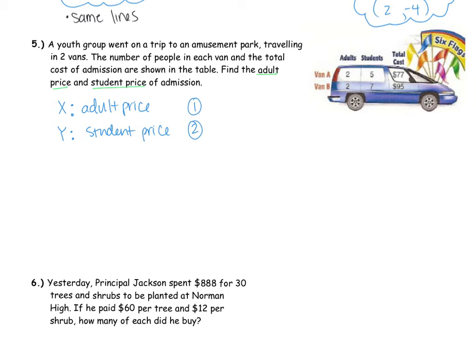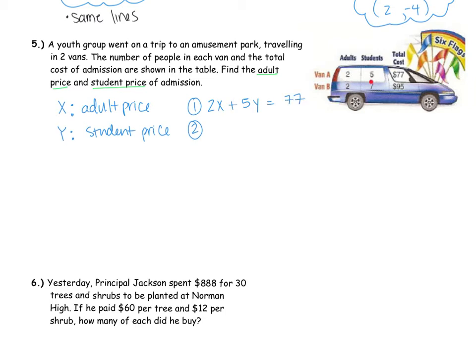The first thing I know is that in the first van, van A, 2 adults were in the van and 5 students, and the total cost for their admission was $77. If there are 2 adults, I can multiply that by the price of the adult tickets, which I don't know the value of, but I'm calling it X. So that's 2 times X. And then for students, 5 times Y, the price of student tickets. I can add them together to get $77.